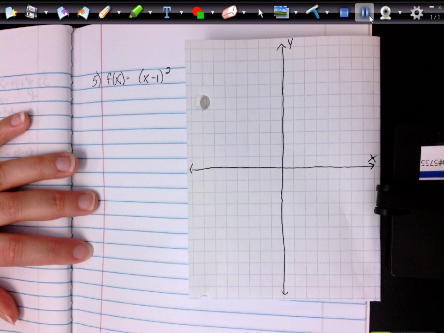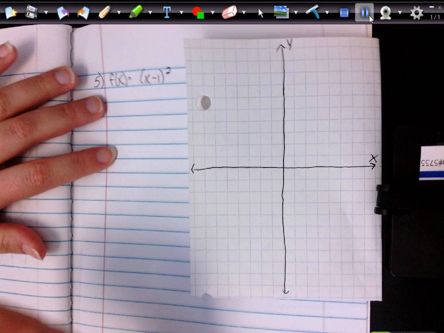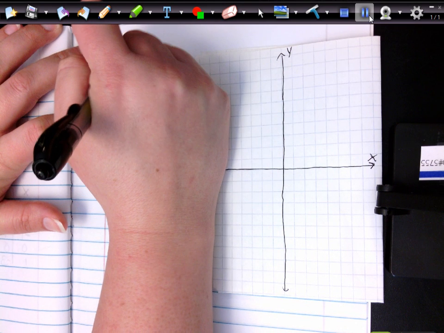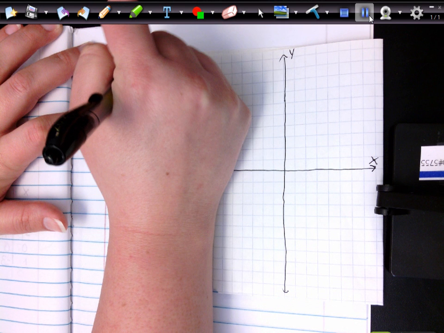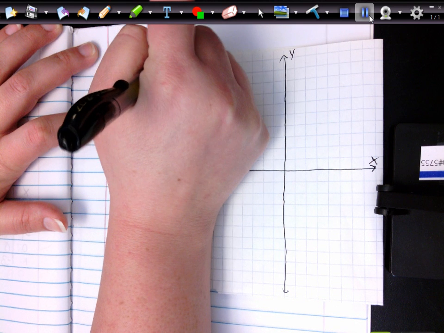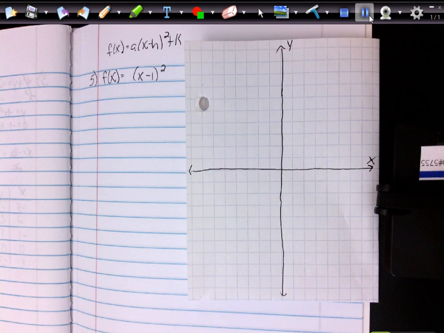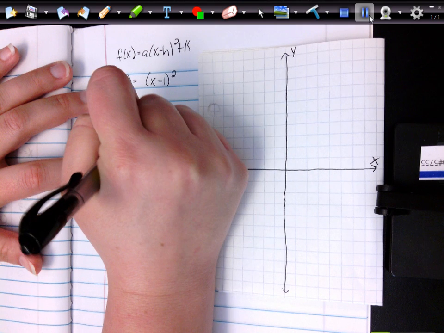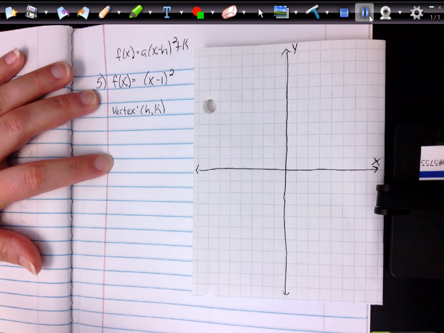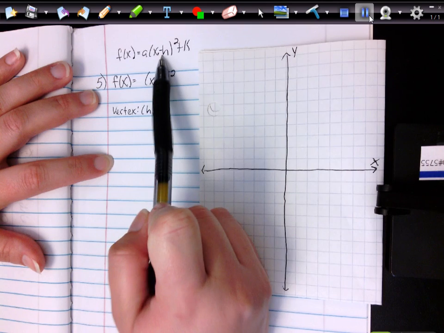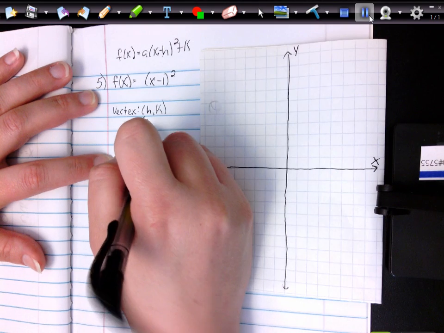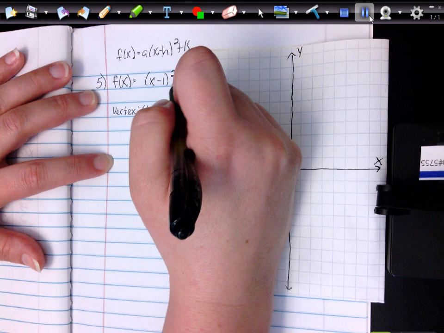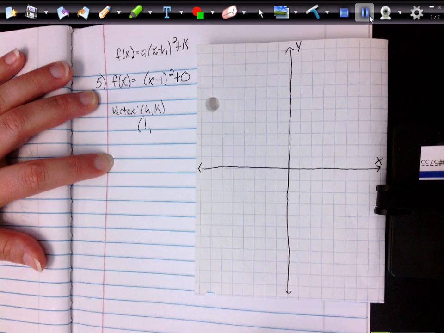Alright, the first thing we need to do before we start graphing is to actually find that vertex. And again, my vertex form is f of x equals a(x minus h) squared plus k. And my vertex of that is (h, k). So let's look, we've got x minus 1, so our h is 1. And now we don't have a plus k here on the end, so we can always put plus 0. So our k here is 0.